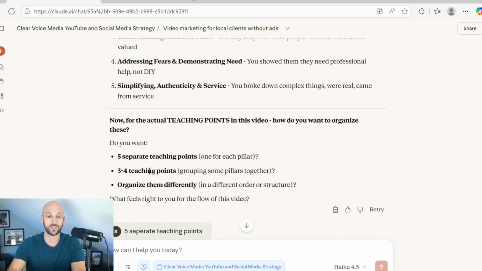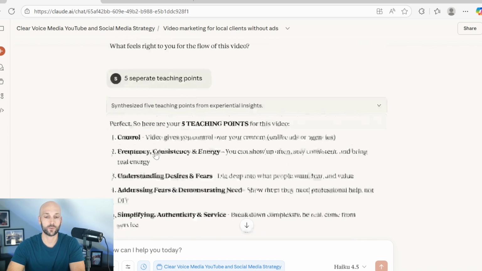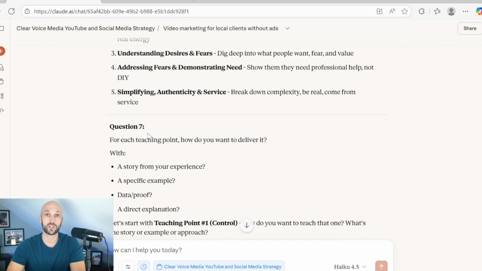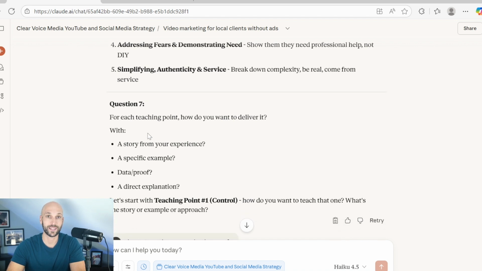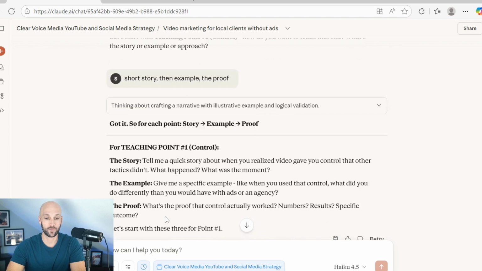How do you want to go through the teaching points? Do you want to do 5, 3, or 4, bunch a couple together, organize them differently? I just said 5 teaching points. And then we have all 5. And then question 7 was, how do you want to explain them? So I said short story, then example, then proof, right?